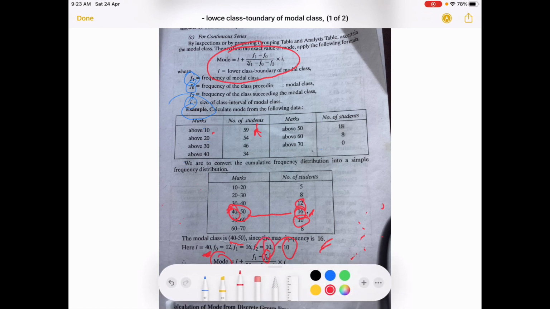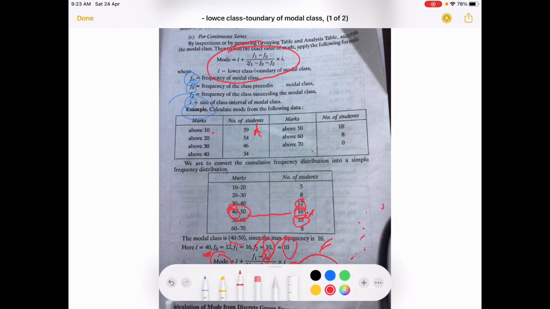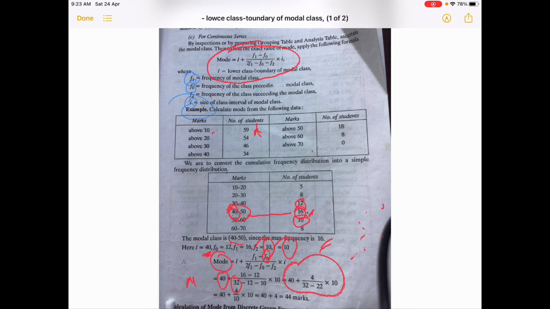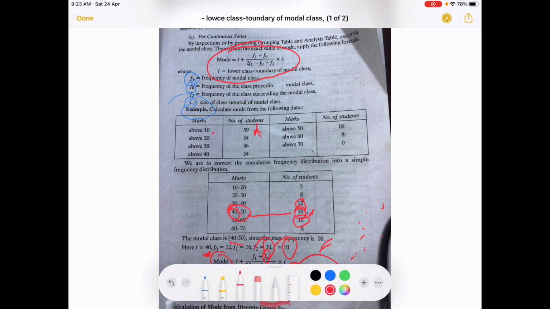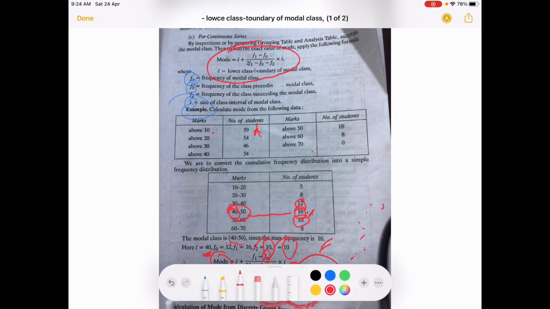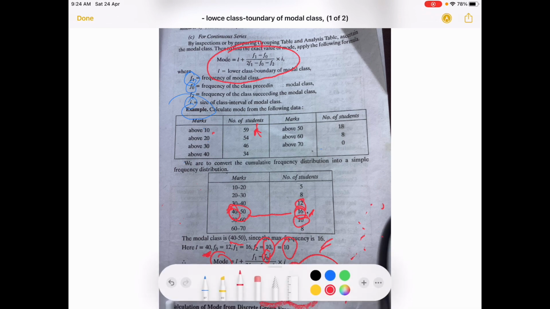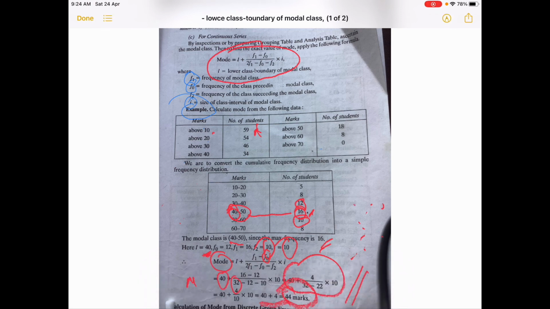So you can put all the figures, and into i is equal to 10. When you cancel this, it will come like this, and ultimately it remains 40 plus 4. Lastly, your modal class or mode will come to 44. 44 will be your mode. So in this way you have to solve this. It is also very easy if you concentrate for some time, you can easily understand this particular problem. Got it?